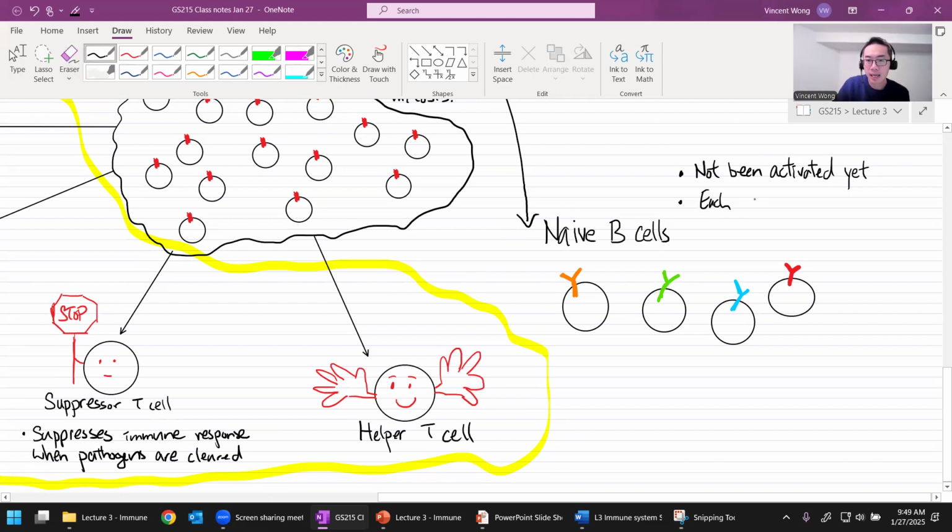Each has the ability to produce one type of antibody.